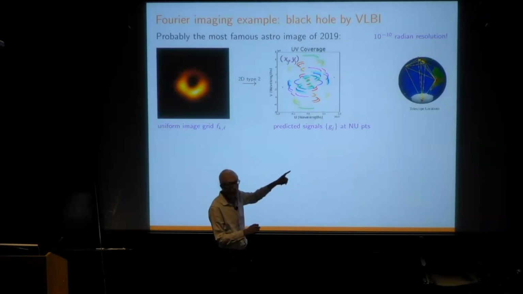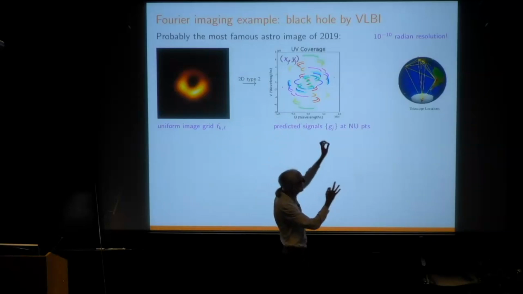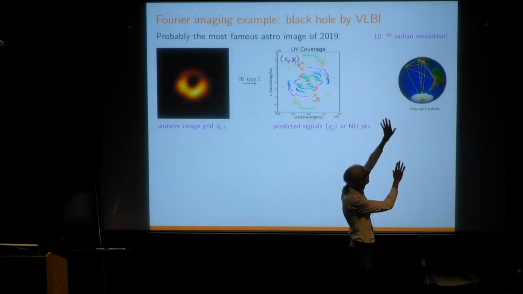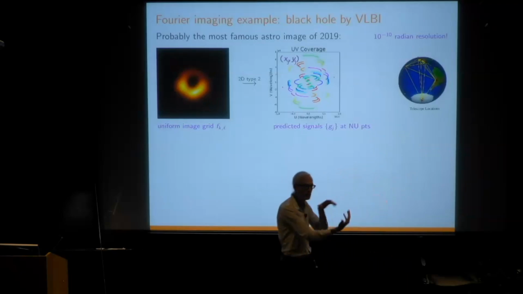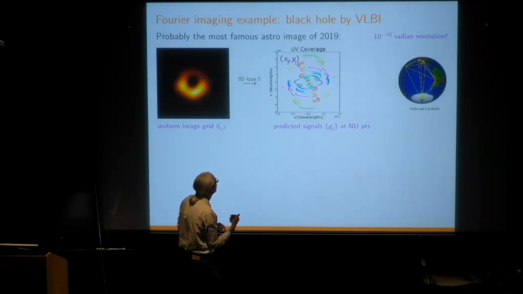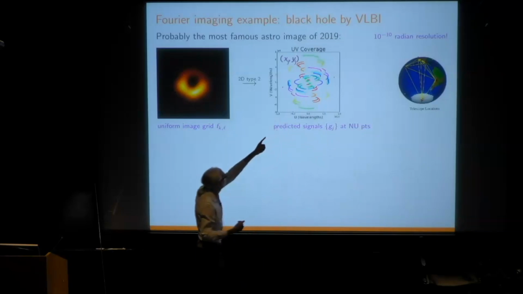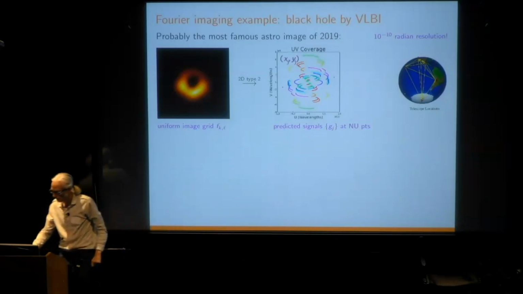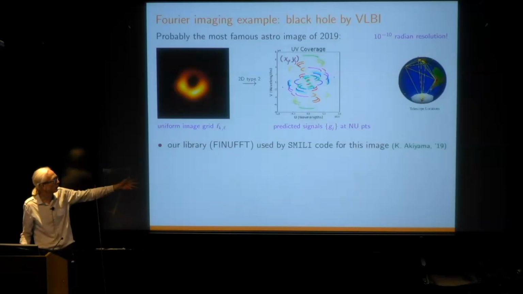That's a big ratio. And here are the non-uniform points, and they are all of the pairwise in-plane distances, displacement vectors between all of those telescopes over time as the Earth rotates. So let's call those predicted signals g_j at each of these non-uniform points. And our library was a dependency, used to do the non-uniform part by the Smiley code in 2019 that was used to make this image.